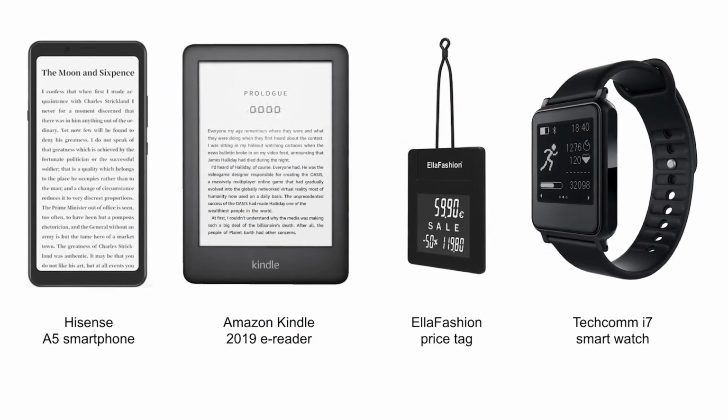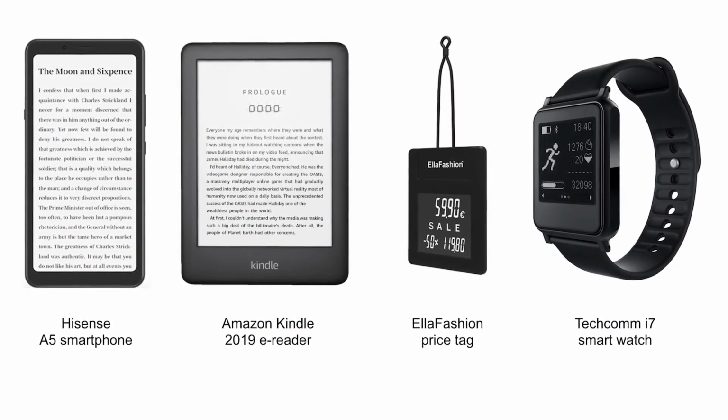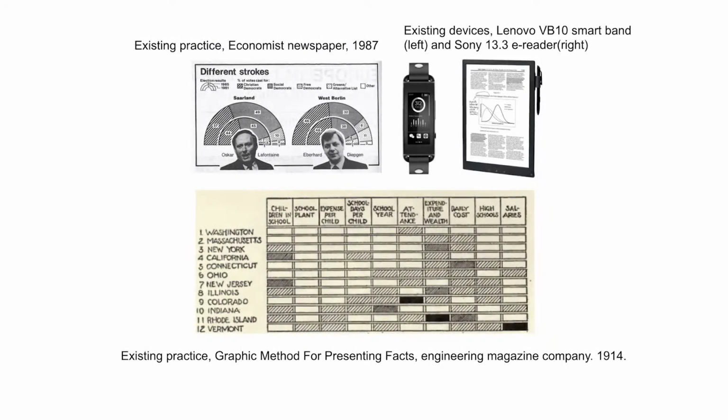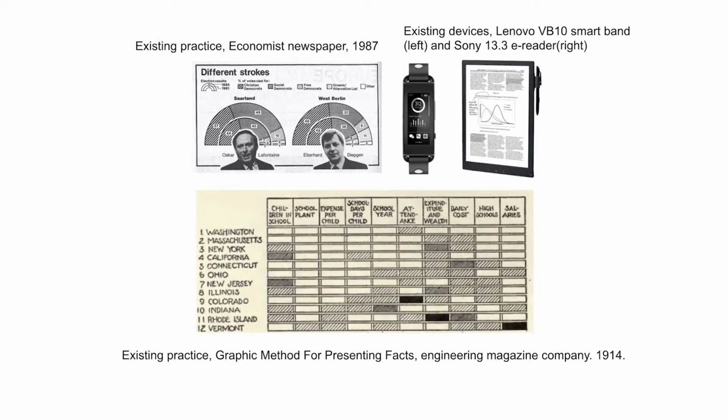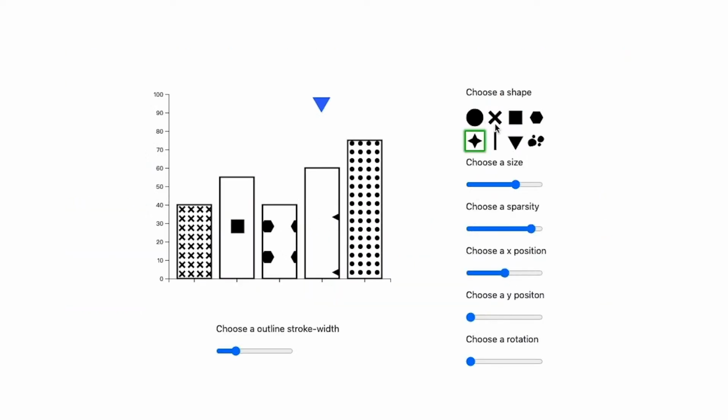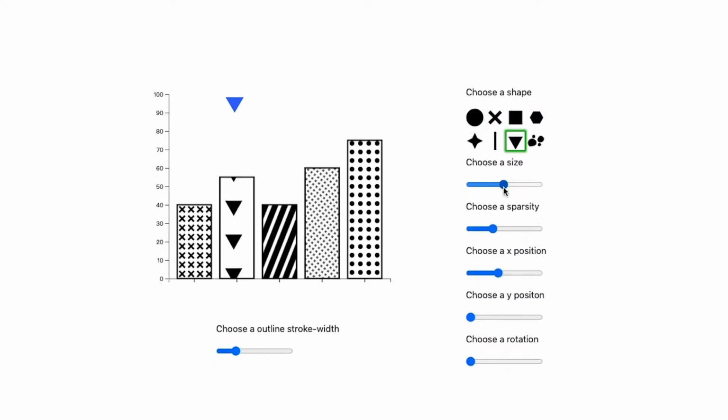Typical e-ink displays are in black and white. With the absence of color, we explored texture encoding as an effective way to visualize data. Inspired by existing practice, we summarized black and white texture properties, which can be used to encode data. We developed a prototype of design tool that can customize black and white textures by manipulating these properties.